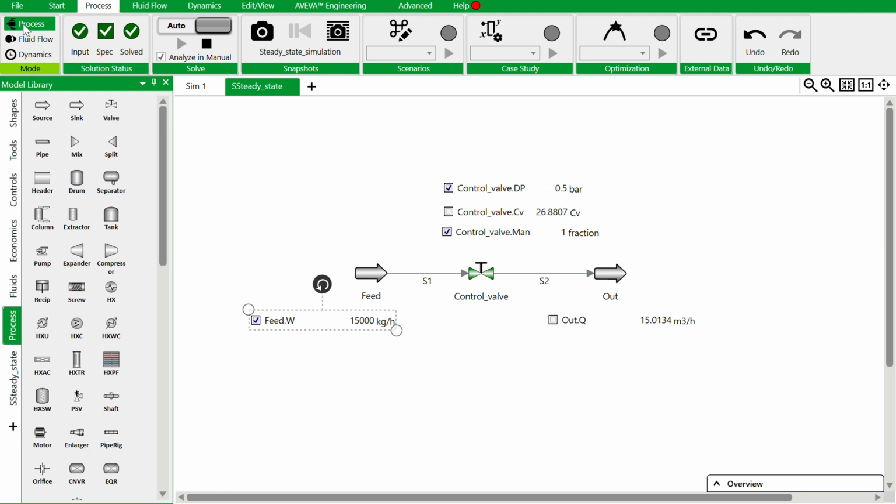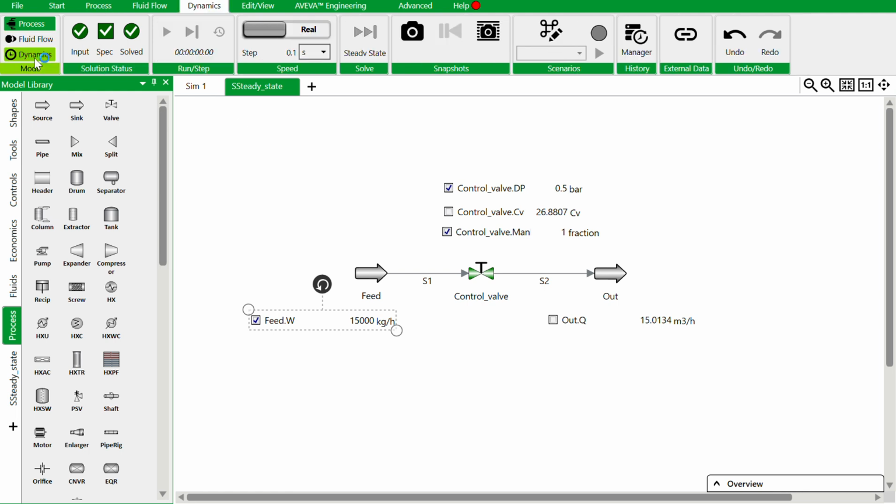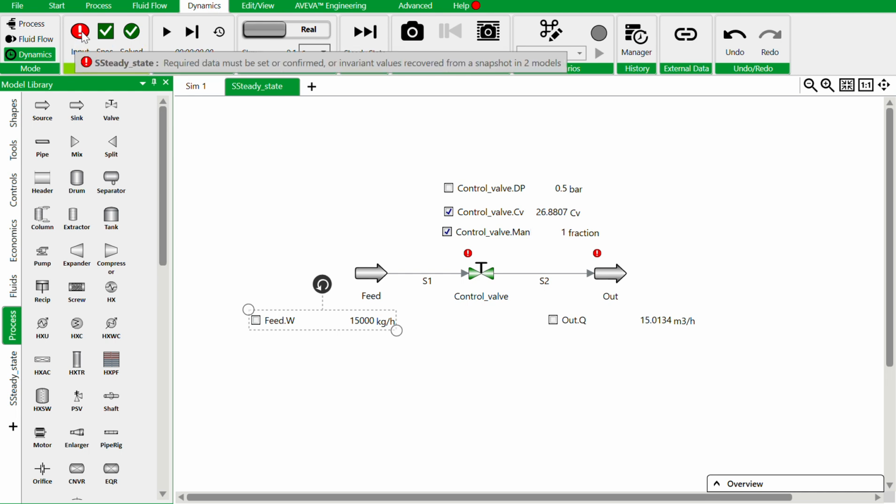If you check, this process is in steady state flow. This simulation is solved in the steady state. Now we are moving ahead with the dynamic. So we need to consider dynamic modeling here. In dynamic modeling, you will get some unspecified inputs here.